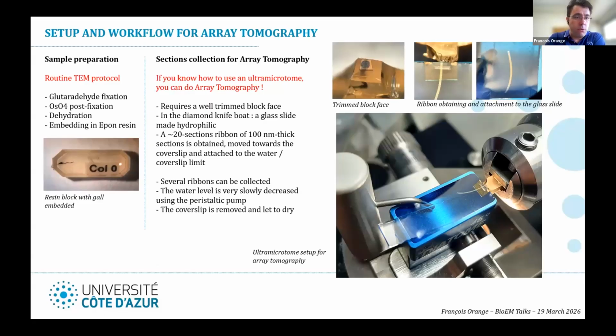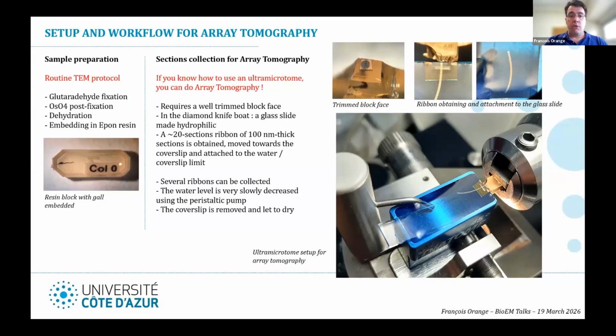The first one is the sample preparation. In that study, we used our routine TEM protocol with glutaraldehyde fixation, osmium post-fixation, and dehydration up to resin embedding. No additional contrast for this study.